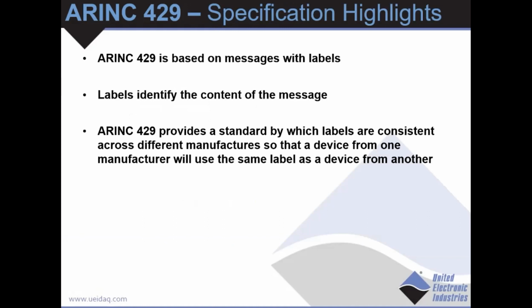So again, I want to reiterate that ARINC429 is based on messages with labels, and this label identifies the content of the message. As mentioned in the video, this could be altitude, this could be distance to go, it could be temperature, such as fan inlet temperature. The standard does provide a set of labels to be used by manufacturers, so there is some consistency, but not all manufacturers follow that standard. One of the most consistent labels that we've seen is distance to go, which is typically label 1.